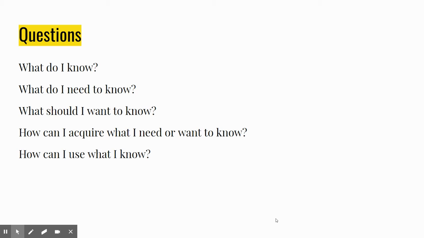Also, I think curiosity should include, what should I want to know? How can I acquire what I need or want to know? And then I think the critical thinking element should include, how can I use what I know? And all of those questions, I think, Henrietta Lacks as a book allows us to think about, and to look at answers for those questions.